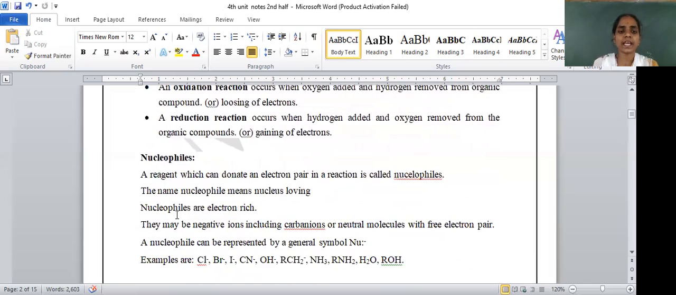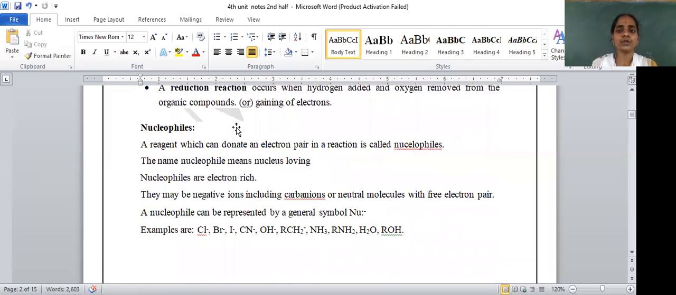And some more terms like a nucleophile and electrophile. So nucleophile is nothing but a group or a reagent which has the capacity of donating a lone pair of electrons. A group or a reagent which has the capacity of donating electrons to the other group, such a reagent is called the nucleophile. Nucleophile is also called the nucleus-loving species, where the nucleophile is electron rich. So that is the nucleophile.